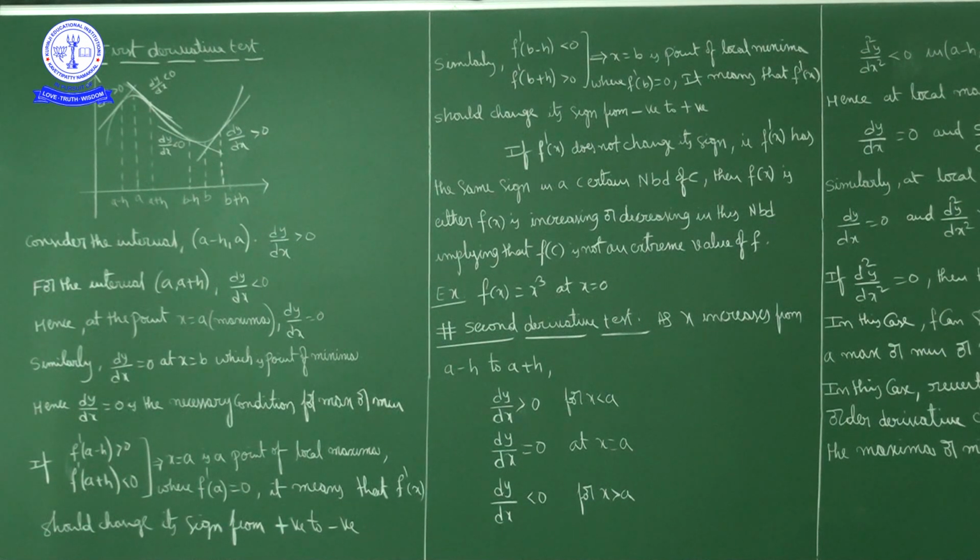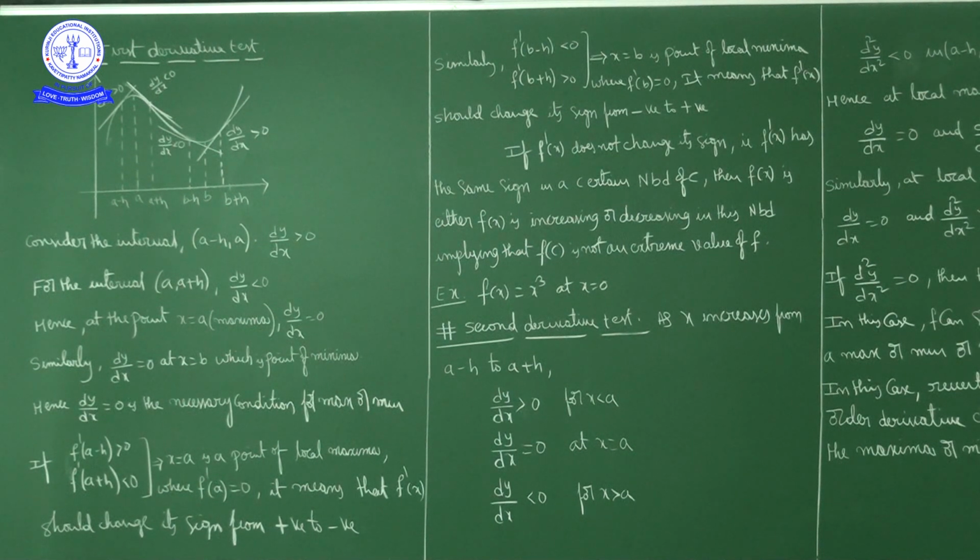Now what about if f dash of x does not change sign in the neighborhood of a point? Suppose f dash of x has the same sign in a certain neighborhood of c. It means f dash of c minus h is positive and f dash of c plus h is also positive. So in the neighborhood of c there is no change in the sign of f dash. Or f dash of c minus h is negative and f dash of c plus h is negative.